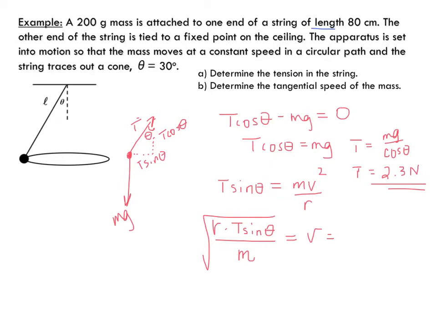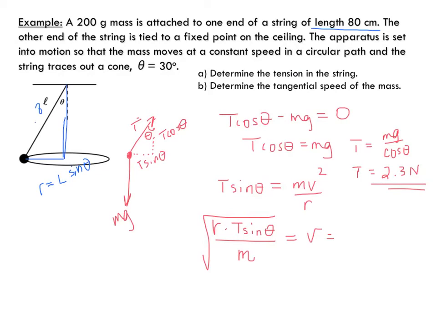So the length of our string is 80 centimeters or 0.8 meters. So that's this piece right here. And r is going to be this distance. So what we notice is that it creates a right triangle at all points. So r will actually be equal to L sine theta.